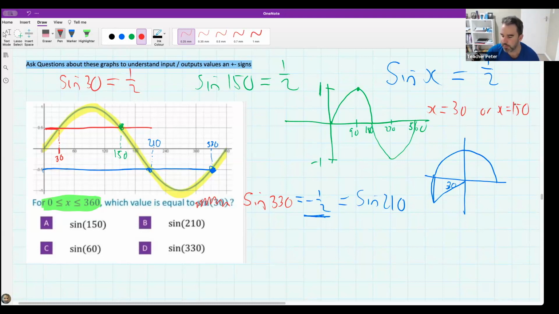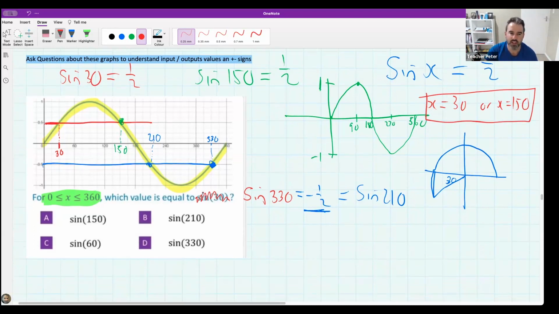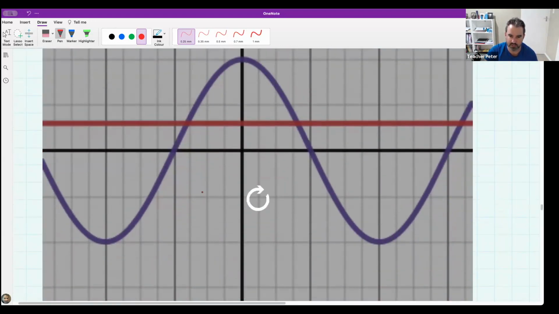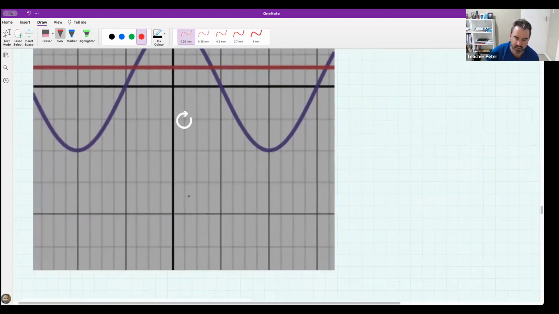Give me a thumbs up if the graph helped you see why both x is 30 and x is 150 would be a correct answer. Give me a thumbs down if you didn't follow it. Okay, I'll just give you a moment to let me know. That's good. And we're going to explore that more in the next lesson. But let's just finish. Oh, look at these lovely functions. Okay, we'll get to that in the next lesson.